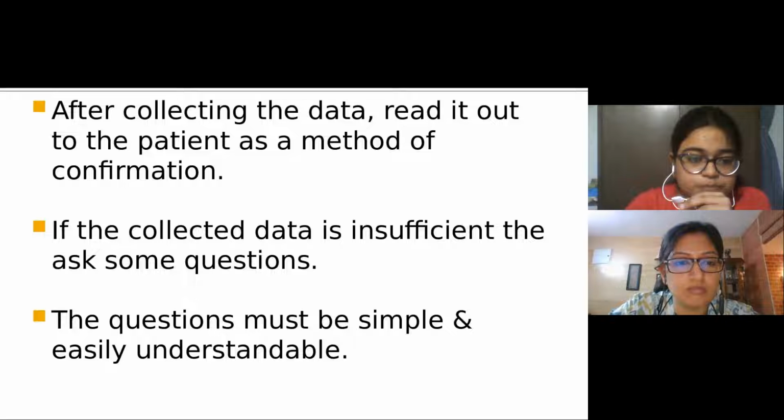The questions should be simple and easily understandable, always simple and in the patient's language, in whichever language the patient feels comfortable speaking. The language he will understand, and that will be simple for a patient.